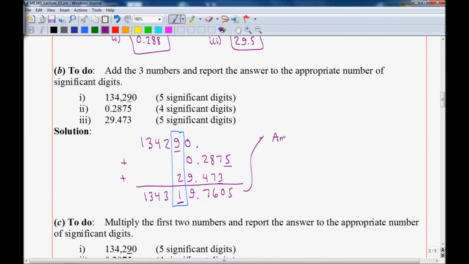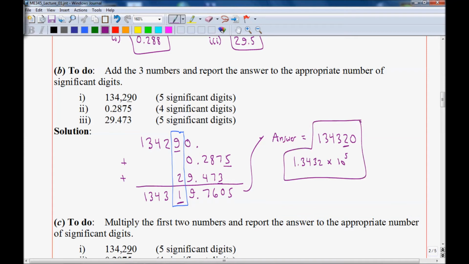So my answer is 134,320, and my 2 is the least significant digit. Or in exponential notation, 1.3432 times 10 to the 5th.